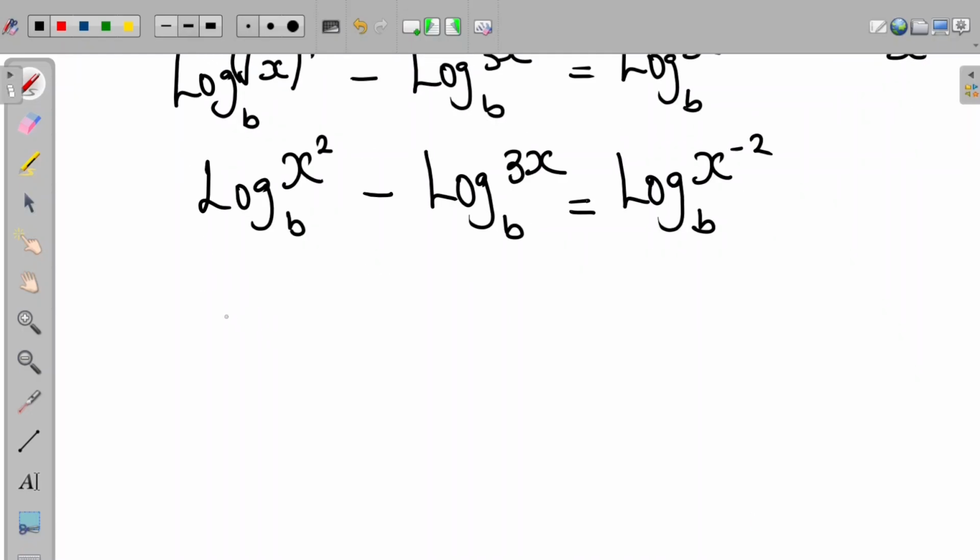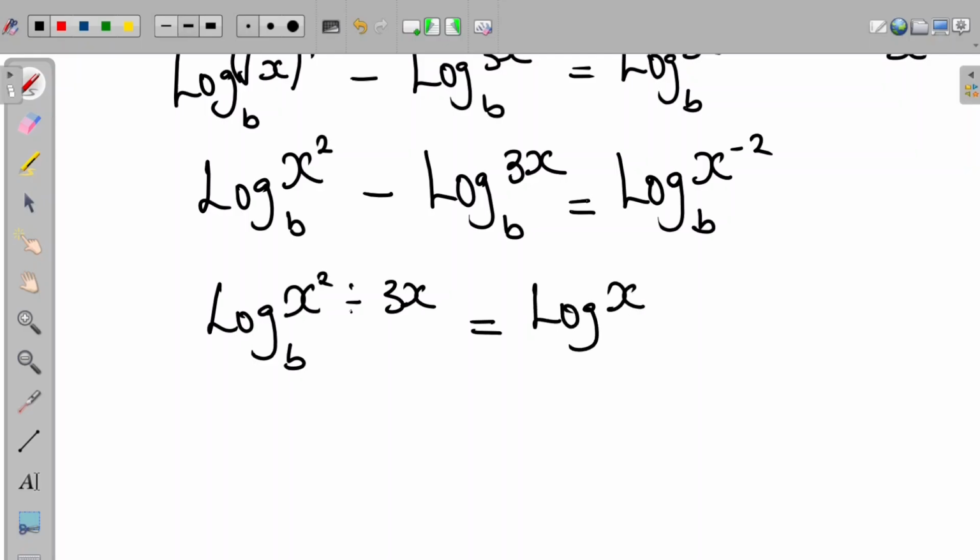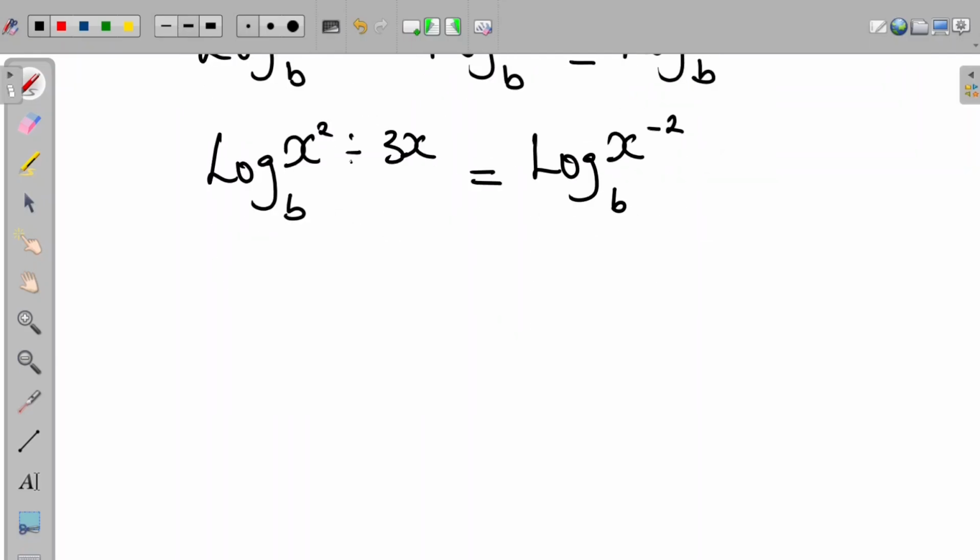So this becomes log x squared divided by 3x, in base b, equal to log x raised to the power of negative 2 in base b. So at this point, since their bases are the same, the equation reduces to x squared divided by 3x equal to x raised to the power of negative 2.